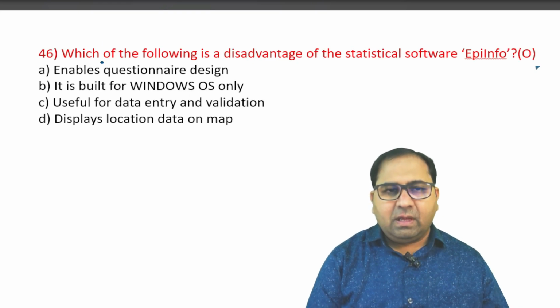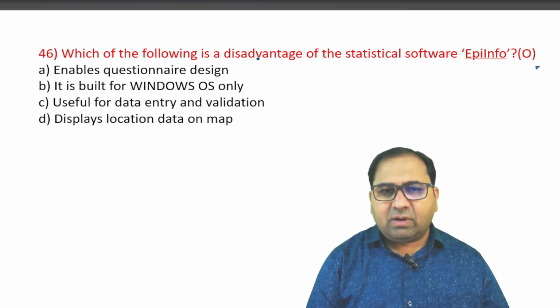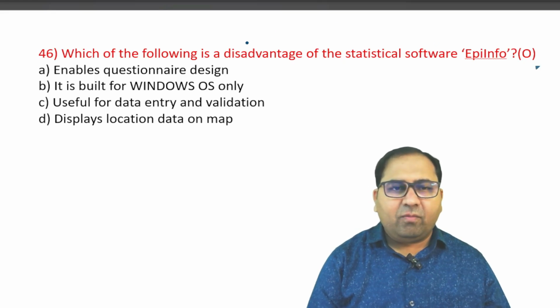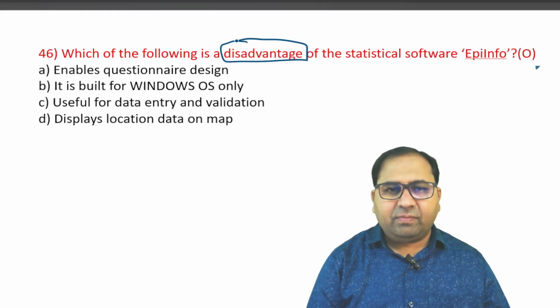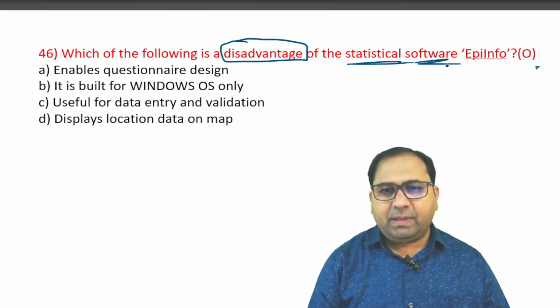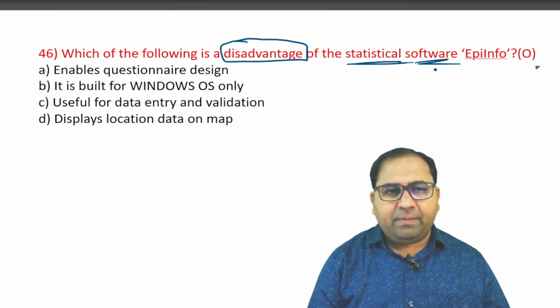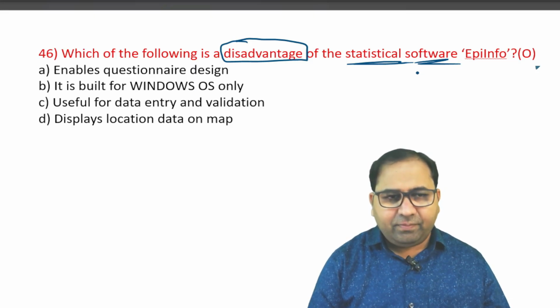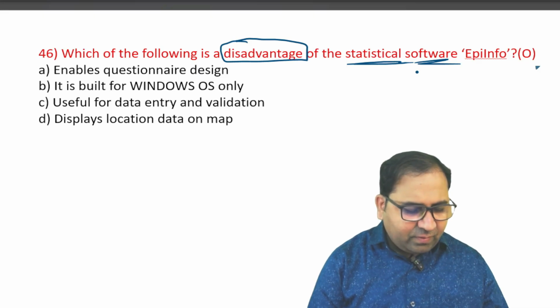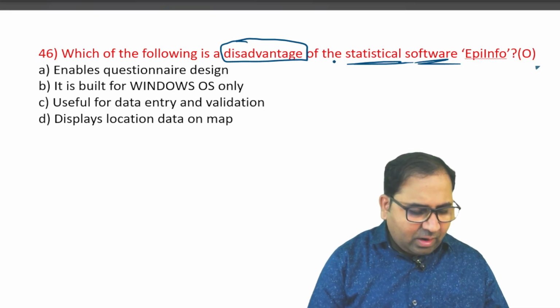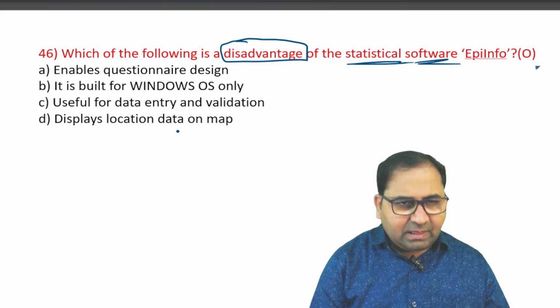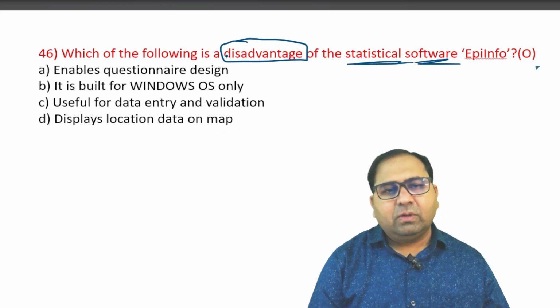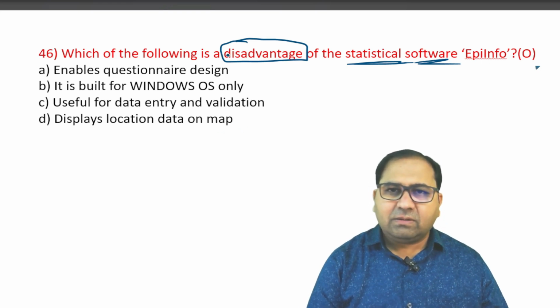Next question. Which of the following is a disadvantage of the statistical software EpiInfo? Okay. What is the disadvantage of the statistical software called as EpiInfo? The options are A. It enables a questionnaire design. B. It is built for Windows operating system only. Or C. It is useful for data entry and validation. Or D. It displays location data on the map. So what is the disadvantage of the statistical software EpiInfo?